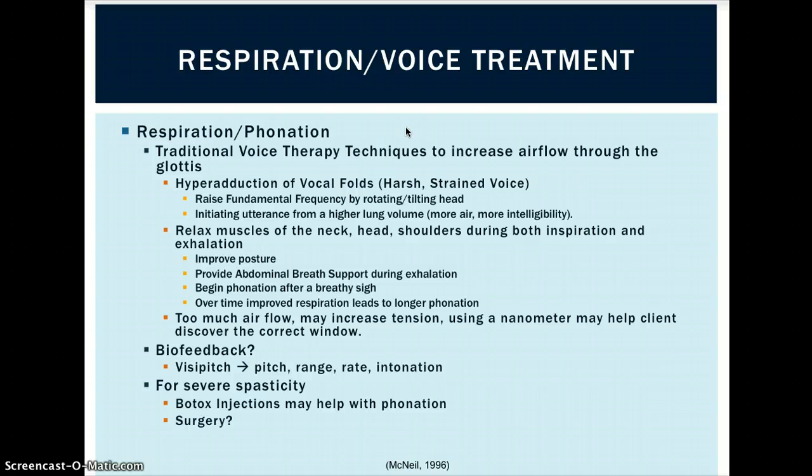We want to teach them to begin phonation after a breathy sigh. This is a strategy that can help improve their intelligibility. And I know I said something a little contradicting earlier about wanting to increase airflow, but we have to be considerate of the fact that too much airflow can actually increase tension of the vocal folds. So we can use methods like biofeedback with EMGs and visi pitches and nasometers to help clients to discover the correct amount of air that they should be using while breathing. A visi pitch will also help them see their own pitch, range, and intonation. And for severe spasticity, again, we could use Botox injections. It might help with their phonation.